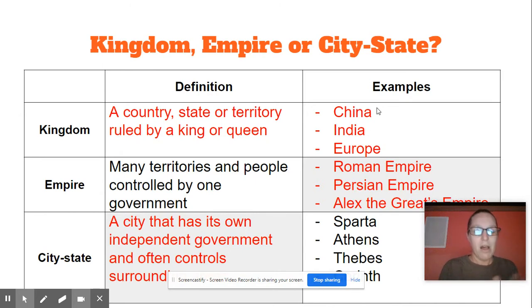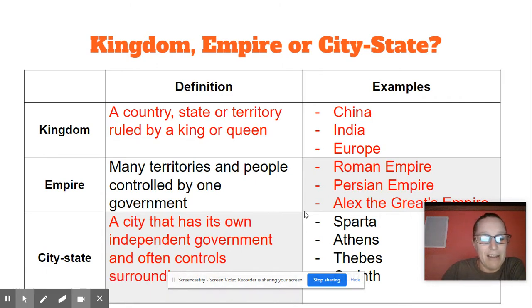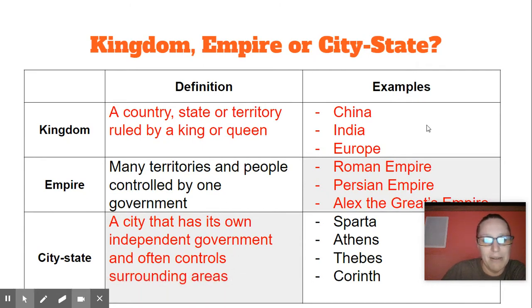All right, so a city-state, we've already talked about, but remember a city-state is a city that has its own independent government and often controls surrounding areas. Athens would be a great example of this. We'll talk more about that later on. Same with Sparta. But remember, they're a city, but they're run like they're their own separate state or nation. And examples of these would be Sparta, Athens, Thebes, or Corinth. Again, if you need to pause at any time to fill these in, you may, but I'm going to go ahead and continue on.